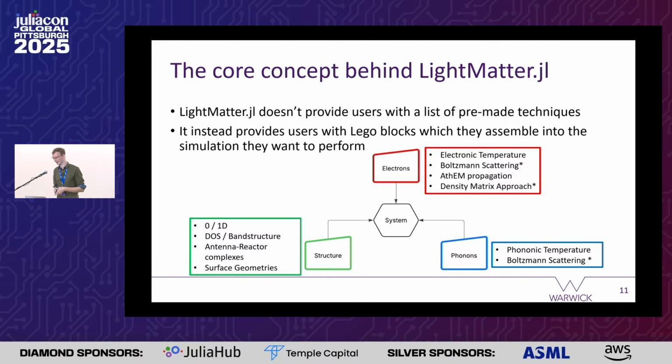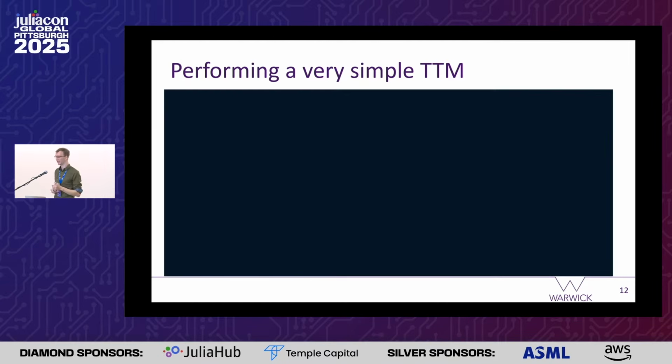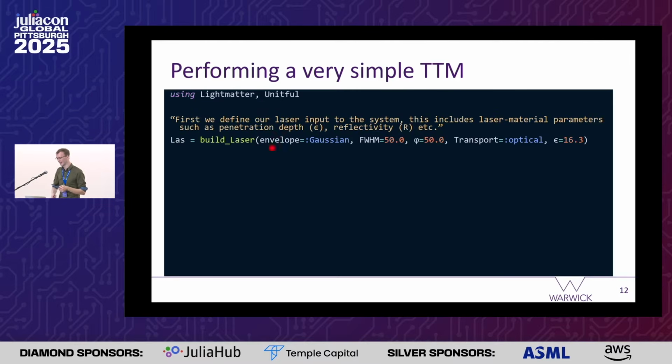And just to quickly show you how this process works, to build a very simple two-temperature model, we first are going to design a laser. We're going to choose a Gaussian laser because everybody does. We're going to give it some parameters. This all works with Unitful, so you don't really have to care about units, because units are annoying.